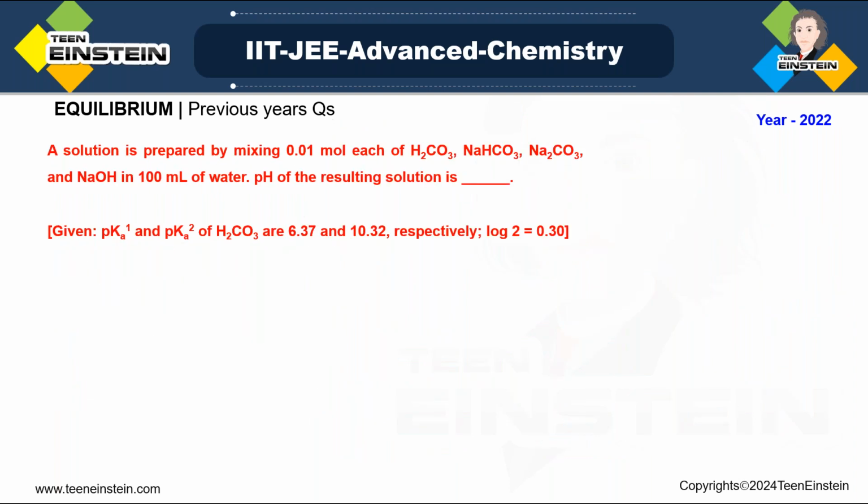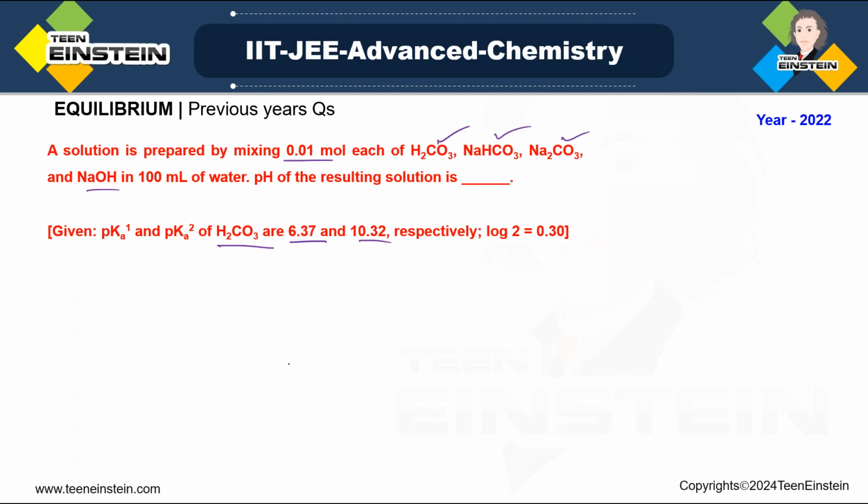A solution is prepared by mixing 0.01 mole each of, here a total of 4 compounds are present: carbonic acid H2CO3, sodium bicarbonate, sodium carbonate, and sodium hydroxide. So everything is present at 0.01 mole, and the volume is 100 ml of water. You have to find the pH of the resulting solution. Given pKa1 and pKa2 for the acid H2CO3, because here two dissociations are possible, that is why 2 pK values are there. One is 6.37, which is the first pK, and the second pK is 10.32 respectively, and log 2 is also given.